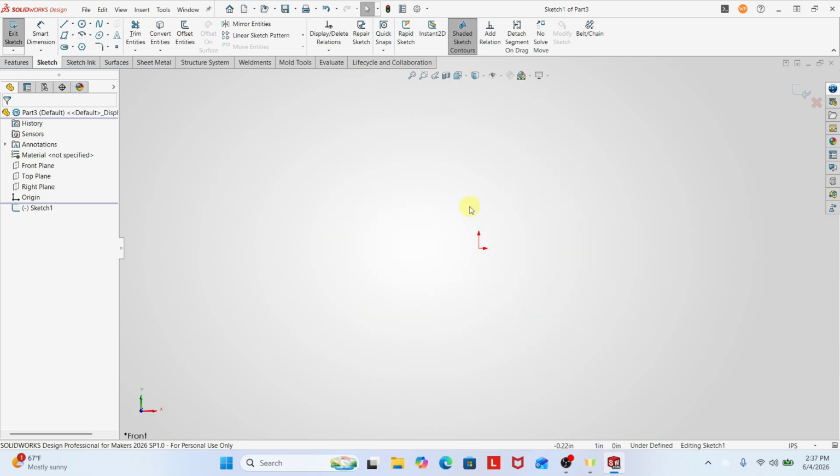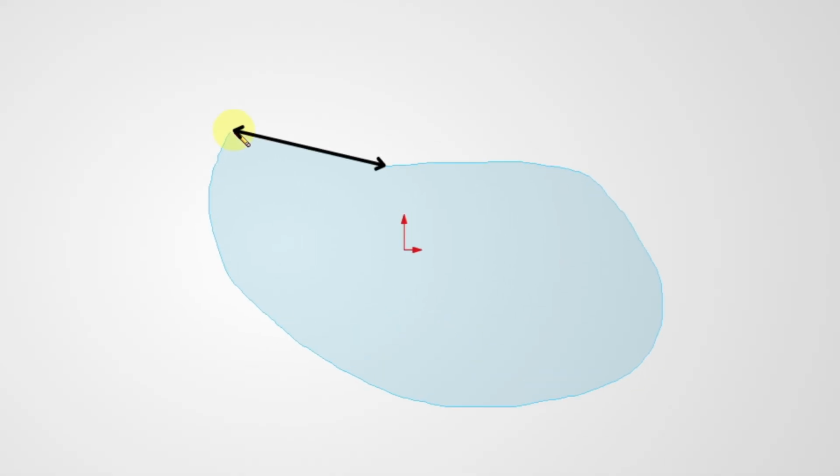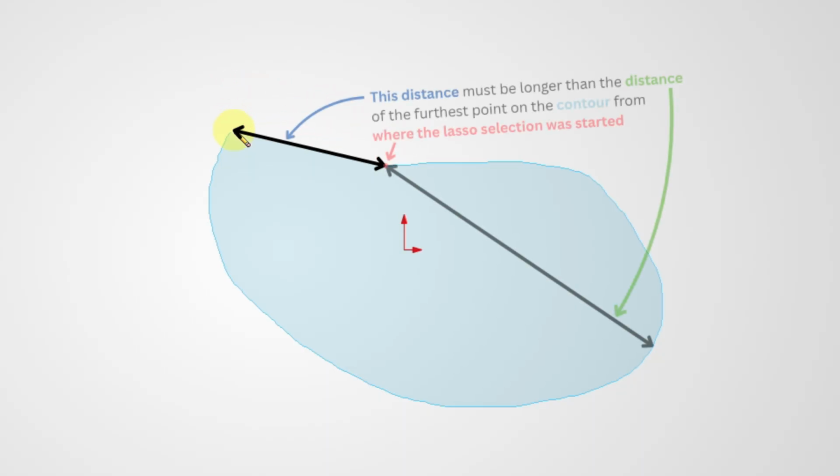In fact, it seems that when using the lasso tool, it'll only change colors if you go back in the opposite direction while making sure that the distance from where you're sketching the contour to the point at which you started it is greater than any point on the contour you've already sketched. It can be tough understanding what I just said, so let me try and show it to you visually.